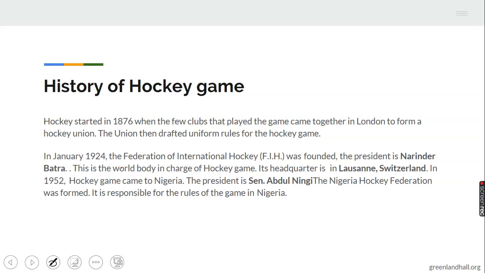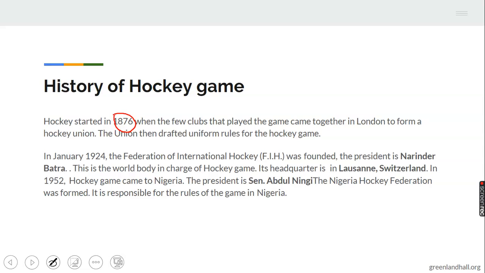Okay, let me quickly read through the slide for you to see what the history of hockey game is all about. Hockey started in 1876 when the few clubs that played the game came together in London to form a hockey union. It started in what? 1876. That was when the union was formed in London. The union then drafted uniform rules for the game. That was when the rules for the game were drafted.